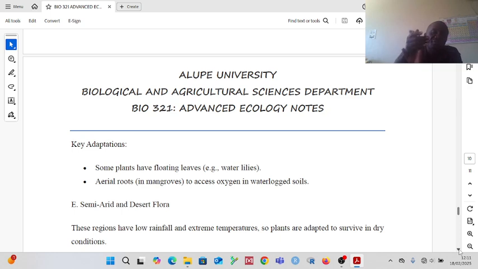The mangroves will have the aerial roots which help them to access oxygen, because remember, the soils where the mangroves are growing are waterlogged, meaning there is possibly no air in the soil. So it must have an adaptation to enable it access oxygen through other means. So the roots will be aerial in the mangroves case, for example.